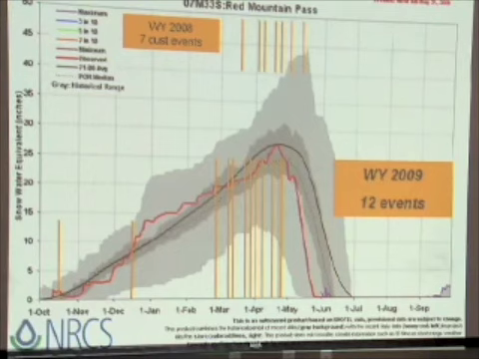And this plot, the median, is over the whole period of record for the site, not just the past 30 years. So it's a little more robust. And then the red line represents the actual year in progress, the water year in progress. And last year at Red Mountain Pass turned out to be just about a perfectly average year.